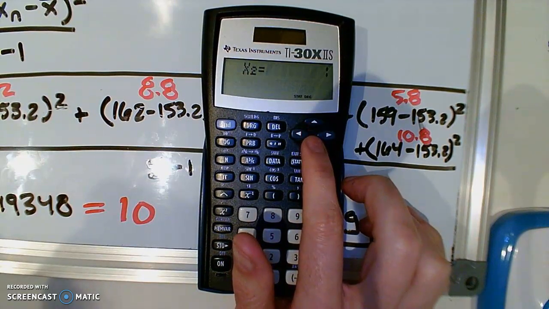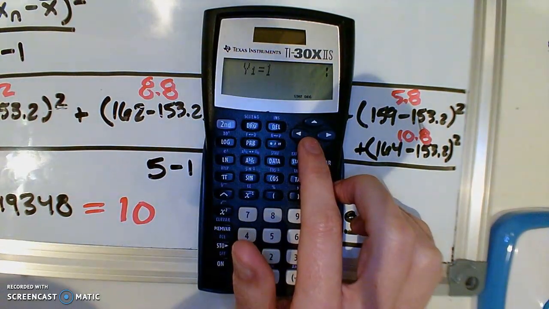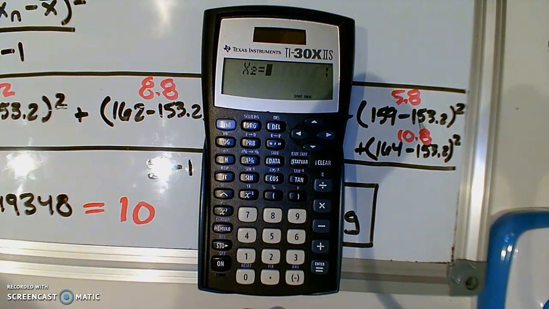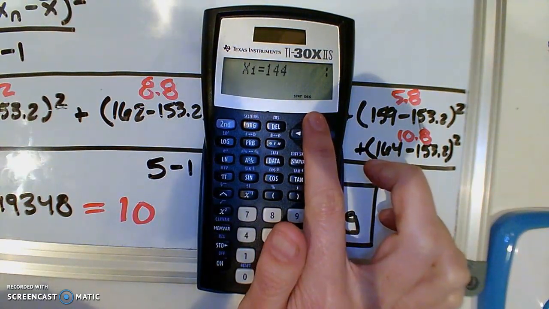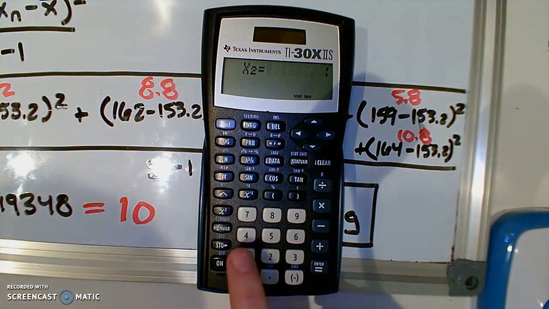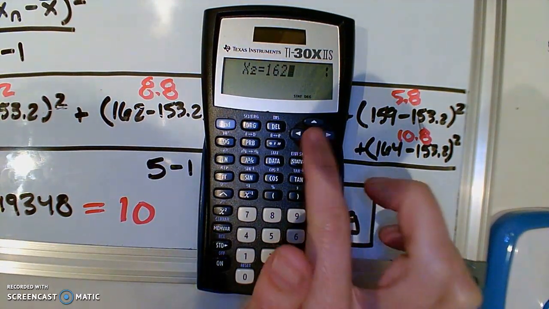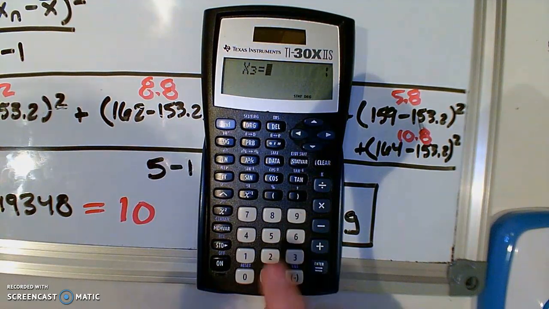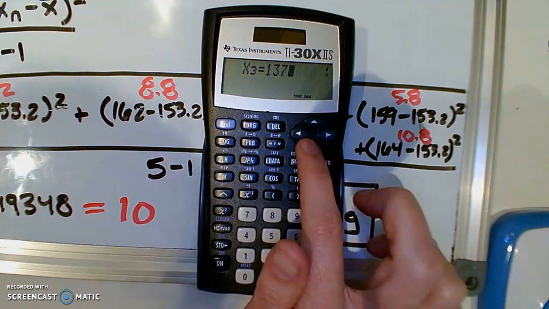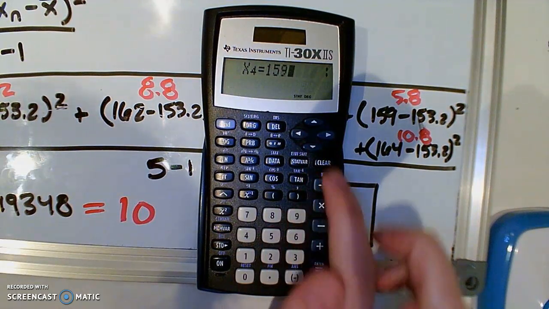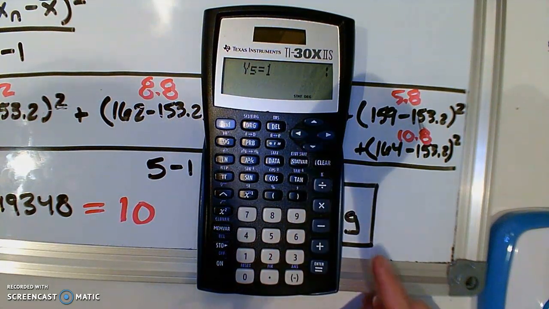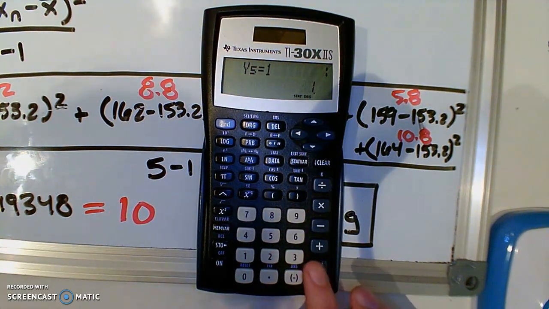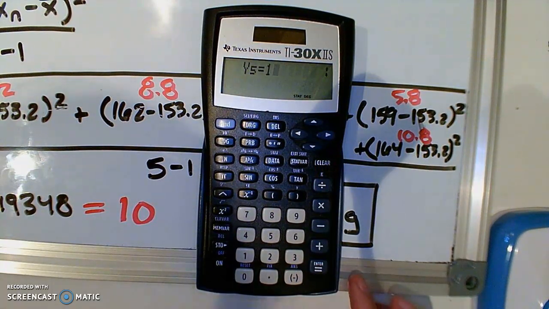Oh, did I do this wrong? X2, Y1. No, I think I'm in the right place. We just want to do the X's. Hopefully it'll work. So our second value is this. X3 is 137, arrow down twice. 159, arrow down twice, and then 164. So those are our 5 values. All right, we can get out of here. Clear this. Just 1. Leave it there. Arrow down. We don't have a 6th value.